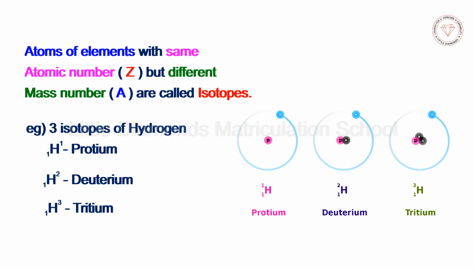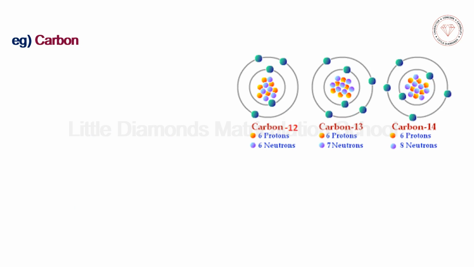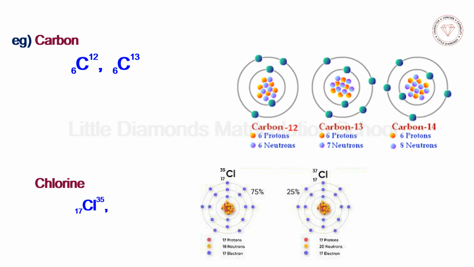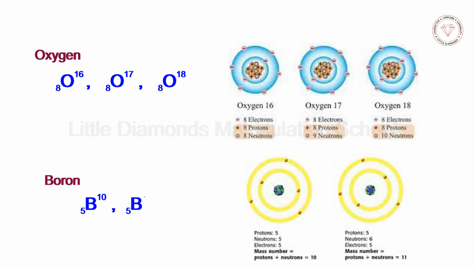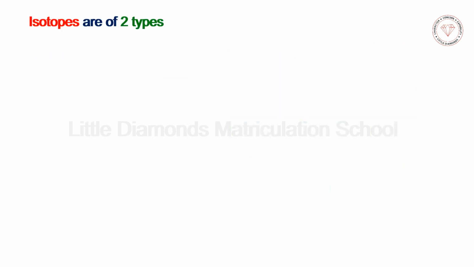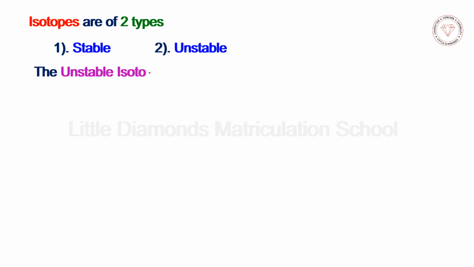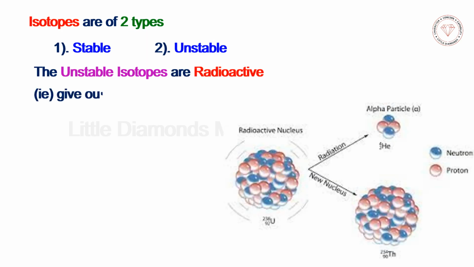Few more examples of isotopes are carbon 6 12 and carbon 6 13, chlorine 17 35 and chlorine 17 37, oxygen O 8 16, O 8 17 and O 8 18, boron 5 10 and 5 11 are some of the isotopes. Isotopes are of 2 types. They are stable and unstable isotopes. The unstable isotopes are radioactive. That is, they give out radiations and are called radioisotopes.